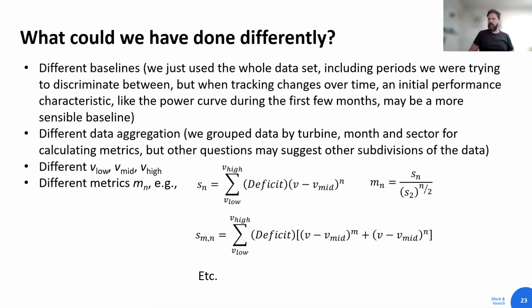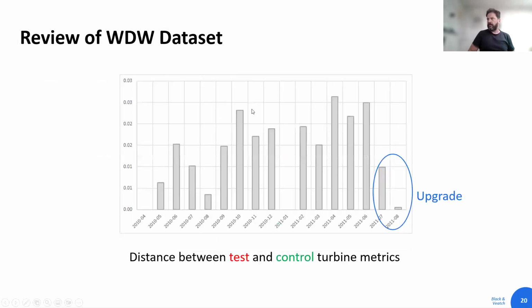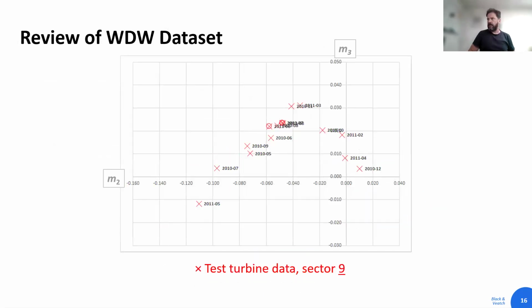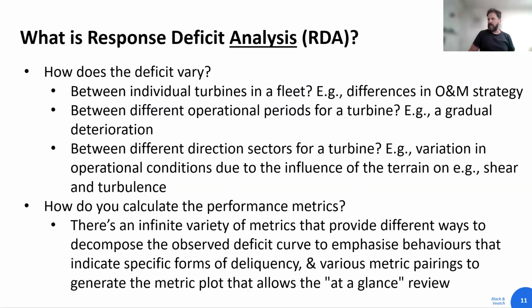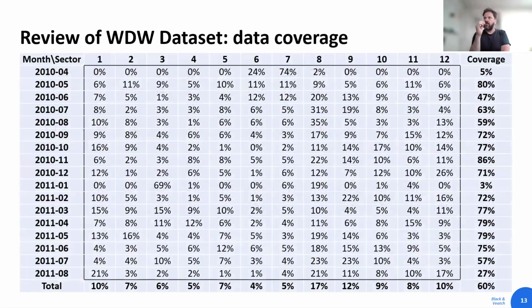So if we go back to, what was it called? The data coverage. So, you can see once you start breaking things down by month and by direction sector, for some of these cells here, the data count's going to be pretty low. So the statistics that you can calculate are not going to be terribly robust. So I think that is a very key point.